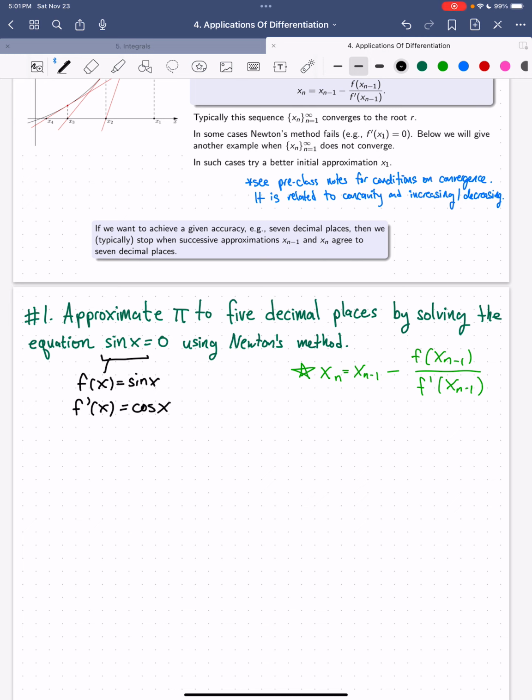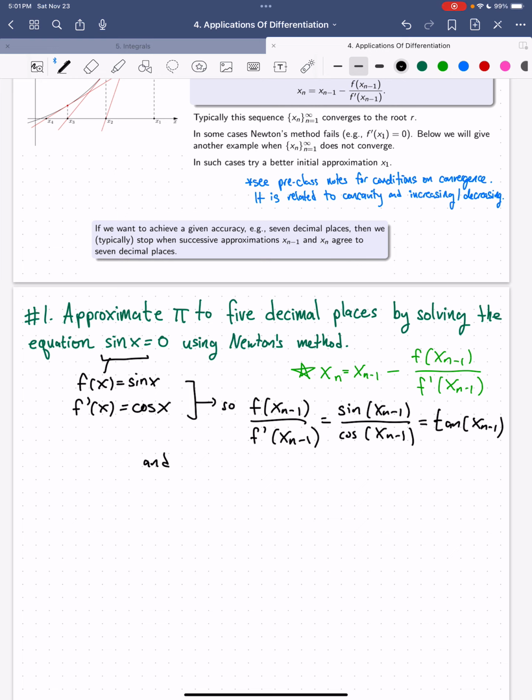I guess what's interesting here then is that when we get this part of the formula that's f over f prime, we can see that f of x_{n-1} over f prime of x_{n-1} is going to be equal to sine of x_{n-1} over cos of x_{n-1}. Sine over cos, we already just know as tan. And so we can already simplify this Newton's method formula for each iteration by saying that the next guess is just the one before it minus tan evaluated at that value.